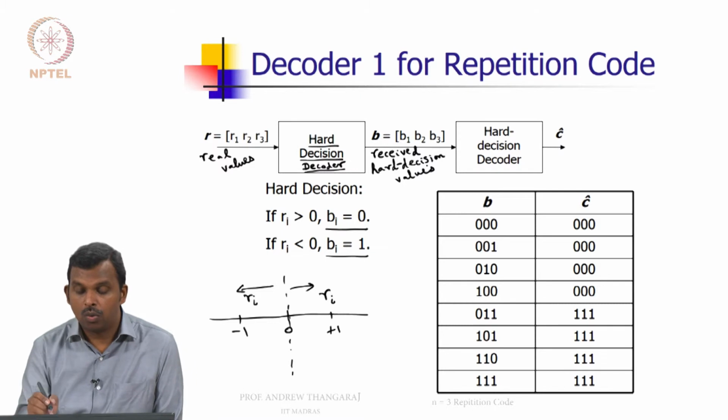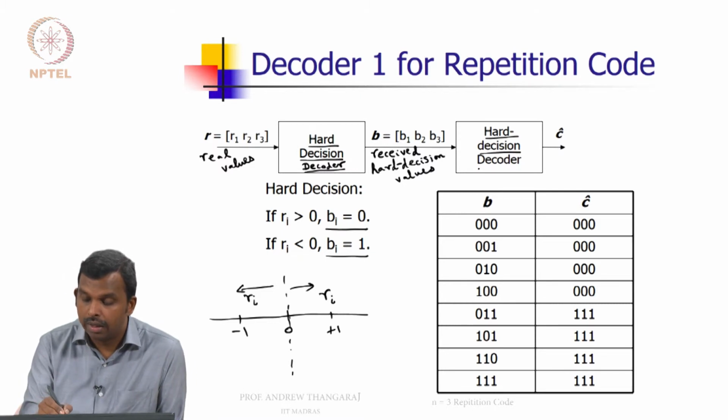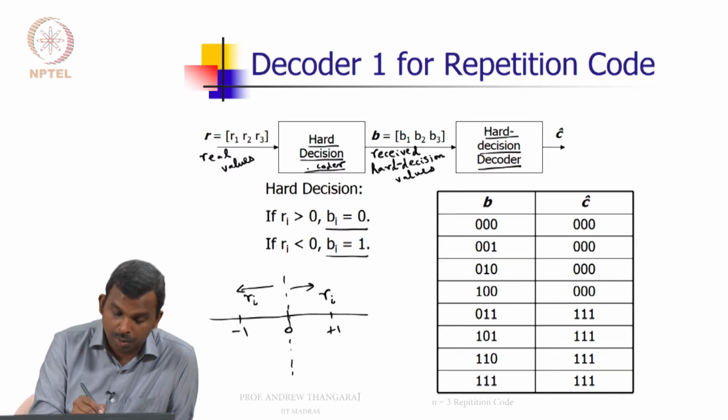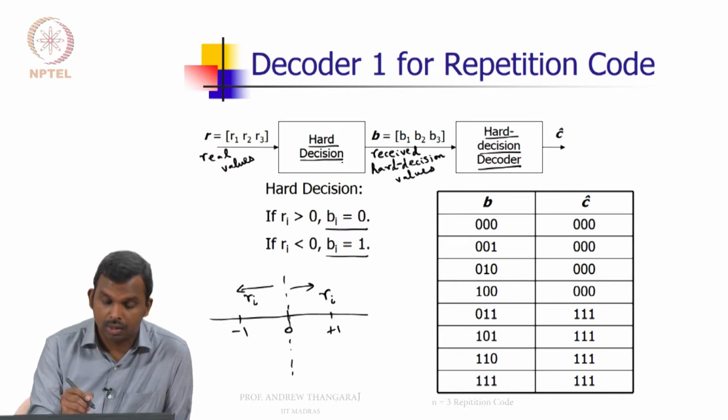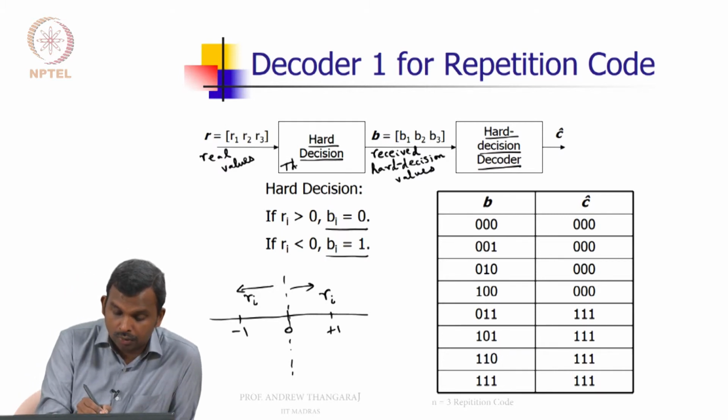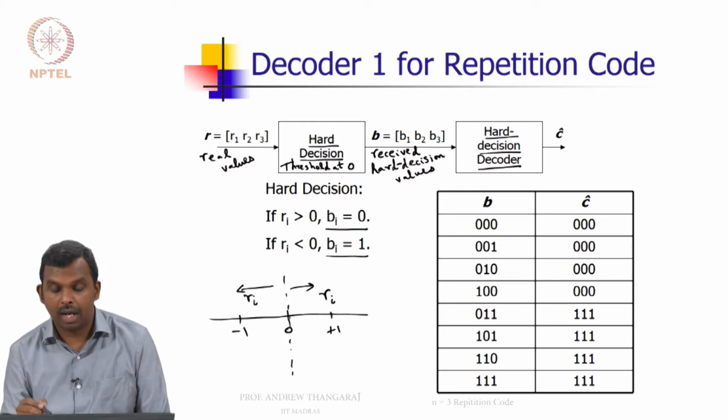Okay. So, now you do a hard decision decoder here. Okay. So, I wrote decoder here, so maybe it is not a good idea to call this a decoder. You make hard decisions here. So, this is threshold at 0. Okay. And then you run a hard decision decoder.